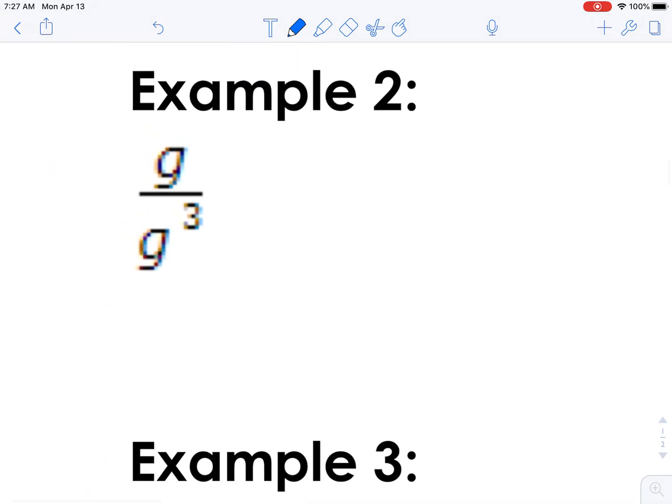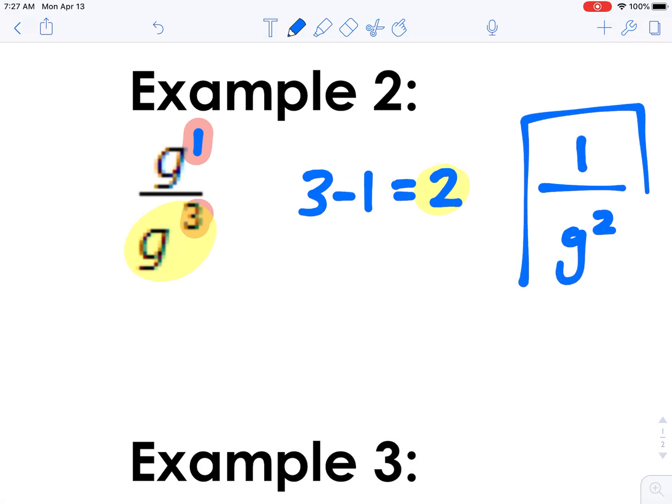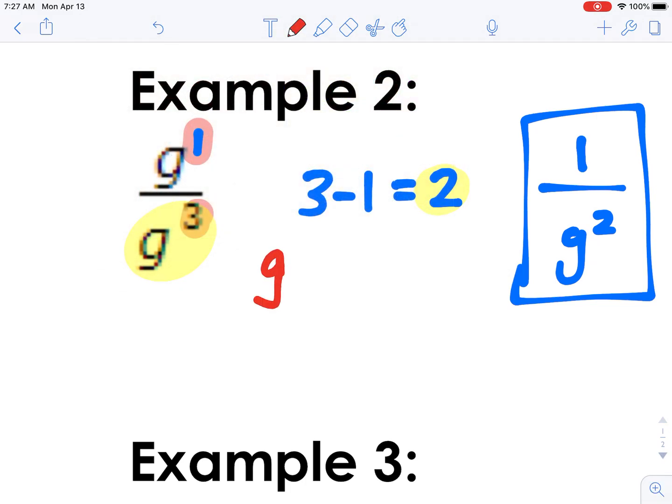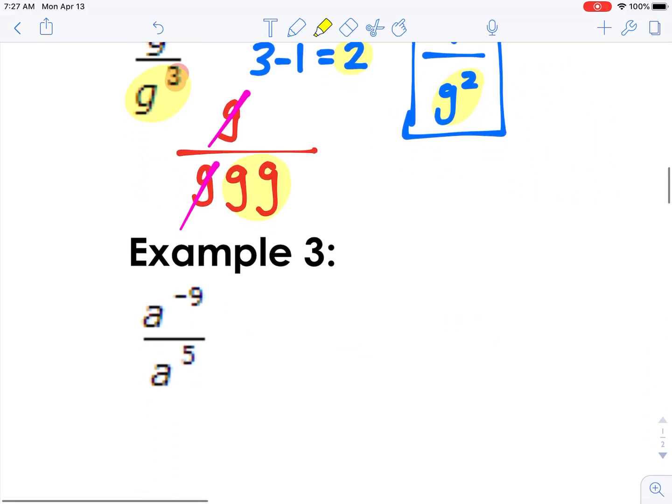This next one, put in your missing placeholder, and we would take bigger minus smaller. 3 minus 1 is 2, but the question is, where is the bigger exponent? It's on the bottom. So we take our g squared, and it's on the bottom, and we do need a placeholder at the top in the numerator. I'm going to show you with expanded form to help you see. We have 1 g on the top, 3 on the bottom. And then if we cross off what's the same, we are left with 2, and they're in the denominator.